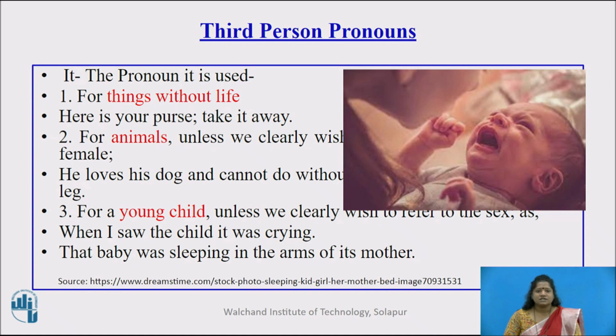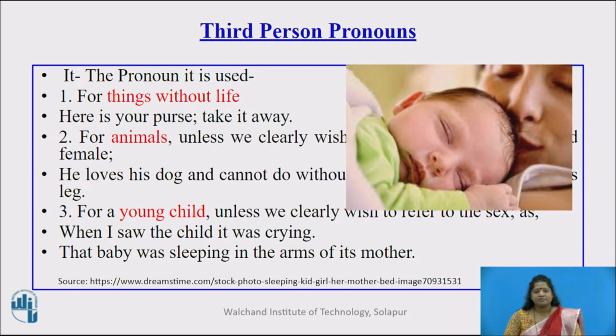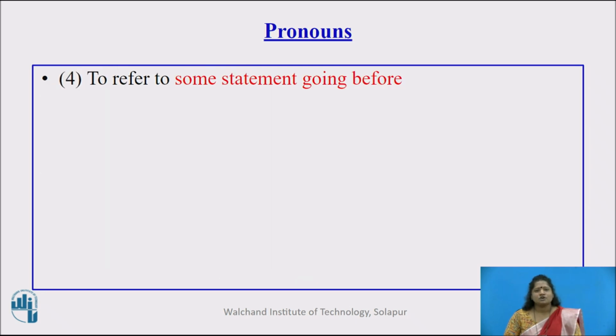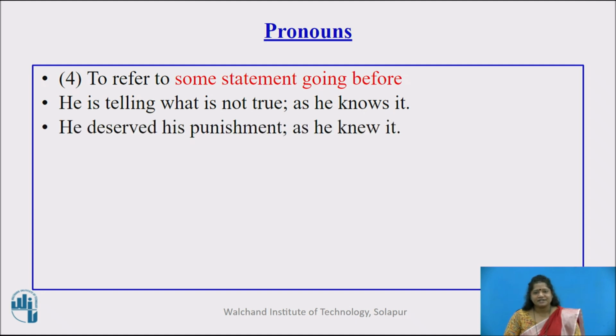It can be used also for a young child unless we clearly wish to refer to the sex. For example, when I saw the child, it was crying, or that baby was sleeping in the arms of its mother. It is also used to talk about some statement going before, such as he is telling what is not true, as he knows it. He deserved his punishment, as he knew it.